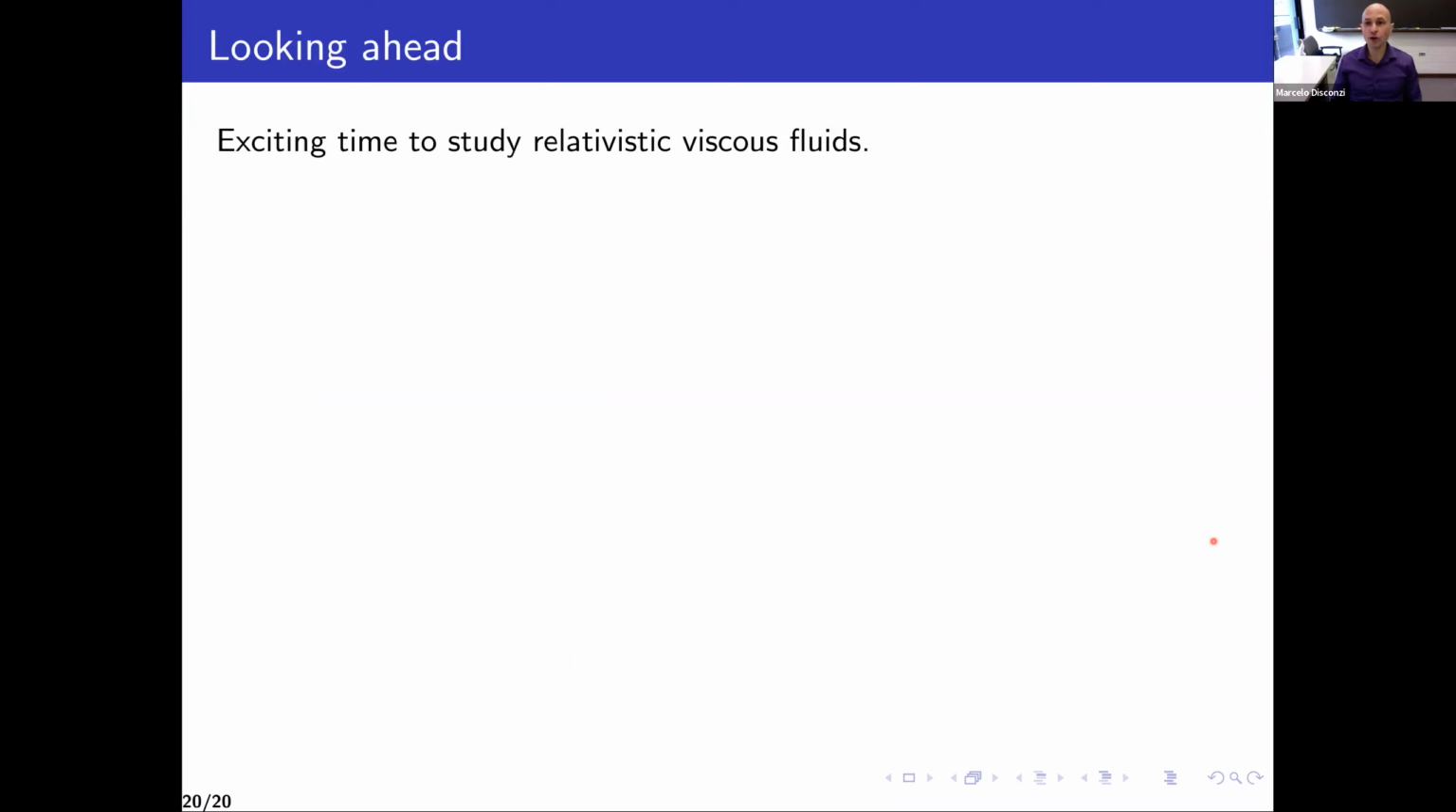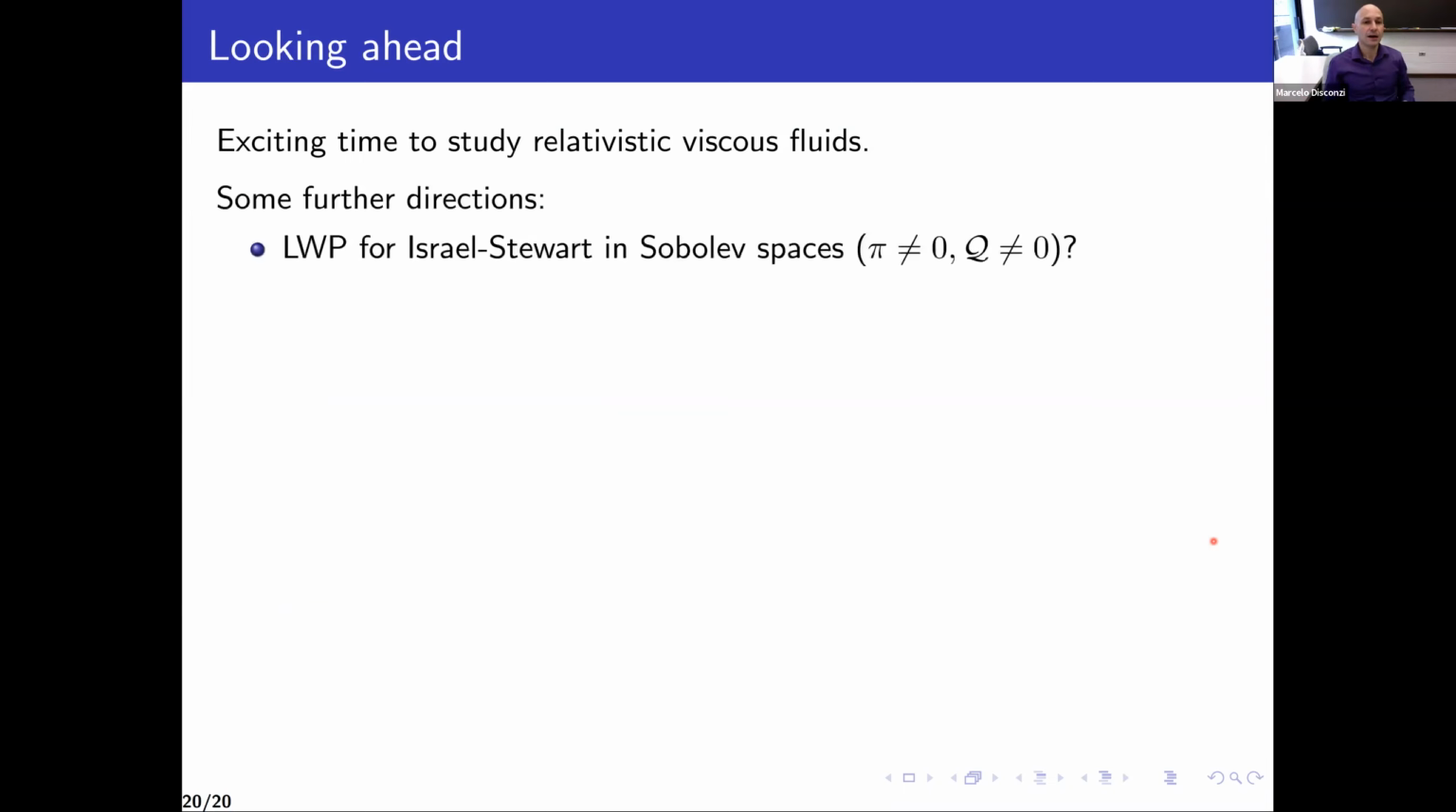Okay, so to conclude, I think it is a very exciting time to study relativistic fluids with viscosity. And here are some further directions. I know that your student couldn't be here today, but if you want to report, I'm always looking for students who want to work on these open problems, right? One question is local well-posedness for Israel-Stewart in Sobolev spaces in the general case. That's an interesting problem. We have this breakdown result, but as I said, it's a proof by contradiction.